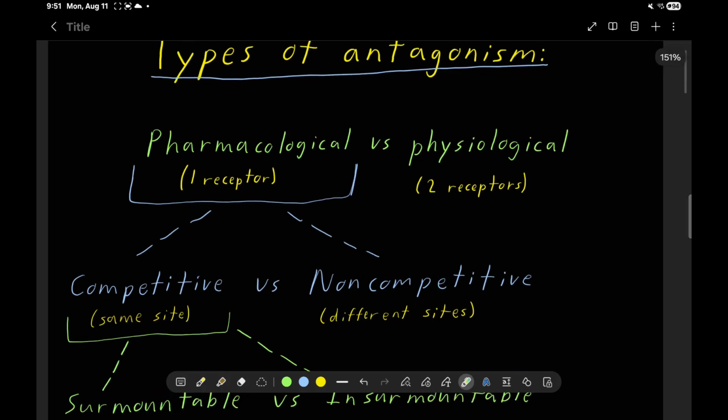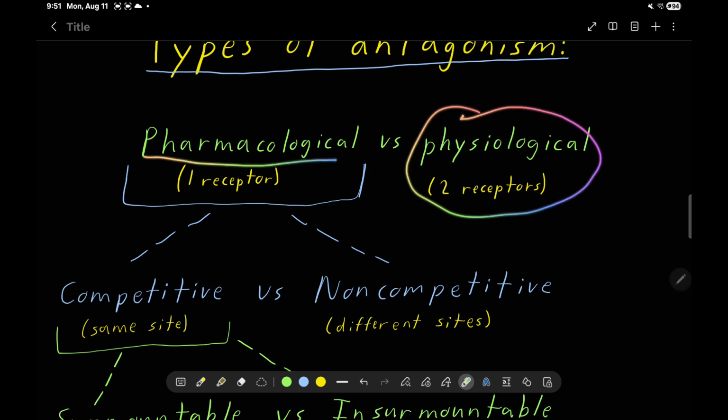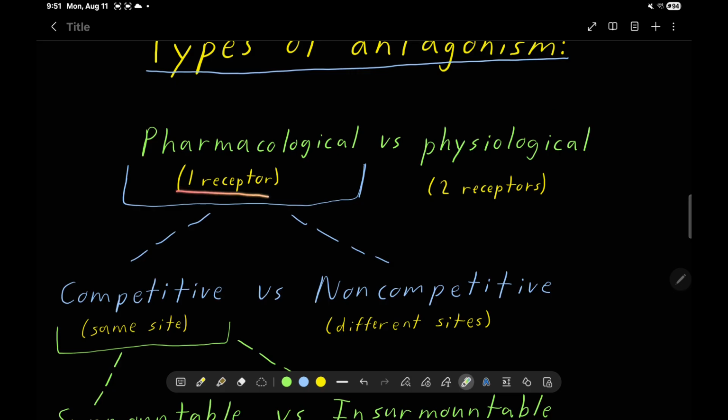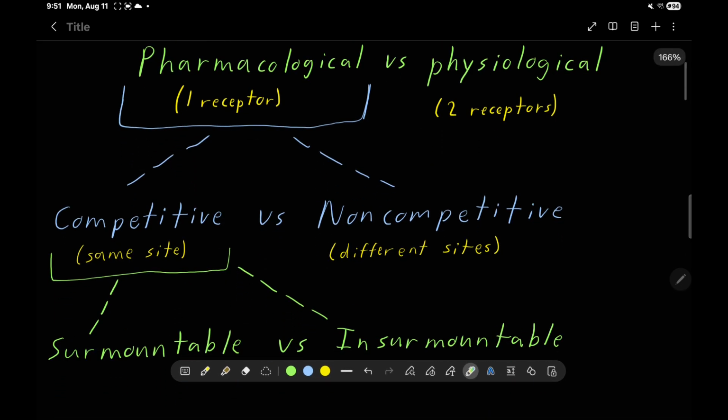So antagonism can be between multiple receptors with opposing responses that counter each other out to create a fine balance. This is physiological antagonism. Then there's pharmacological antagonism, which takes place at just one receptor. Now within pharmacological antagonism, you can have competitive or non-competitive antagonism. Competitive antagonism is when you have an agonist and an antagonist both competing to bind onto the same orthosteric sites.